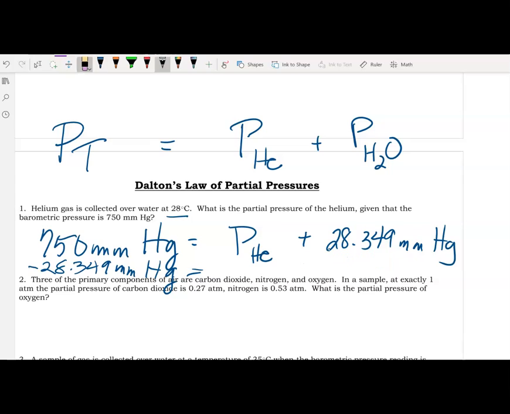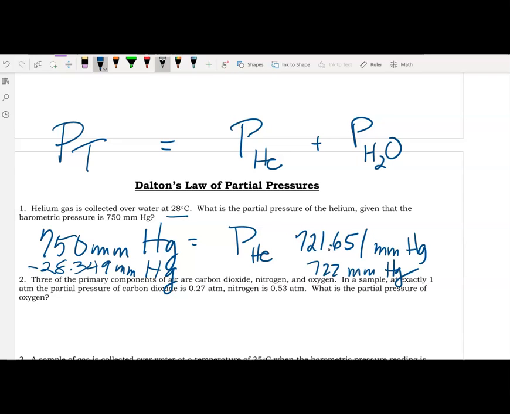Somebody tell me what you get. 721.651. If we did 3 sig figs, we'd say 722 millimeters of mercury. I thought it was like 3 decimal places. No, it's 3 sig figs, because look how not precise that number is. 750 is not precise. That's why we use sig figs, because 28.349 is way precise, but our final number is not going to be that precise.